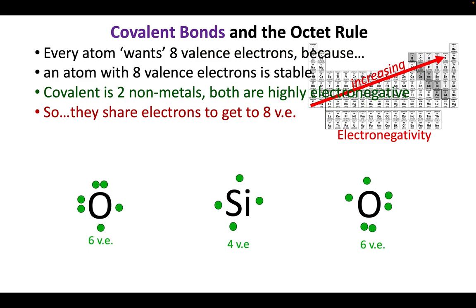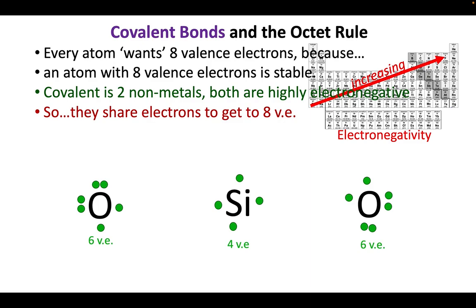other atoms. So here, if you look, oxygen has 6, but it wants 8. This oxygen has 6, but it wants 8. So they both want to take 2 more electrons. Silicon has 4, and it wants 8, like everything else. It wants 8 valence electrons. It wants to fill that octet. So it needs 4 more.